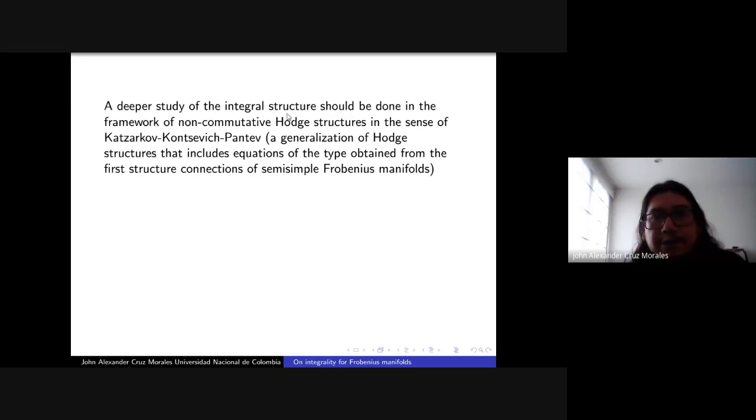So this non-commutative Hodge structure can be thought of as a generalization of the Hodge structure. Usually in Hodge theory, you just consider Picard-Fuchs equations with regular singularities, Gauss-Manin connection, etc. But now this non-commutative Hodge structure extends this setting to consider equations with irregular points. In particular, we expect to study the first structural connection for semi-simple Frobenius manifolds from the point of view of Katzarkov, Kontsevich, and Pantev.